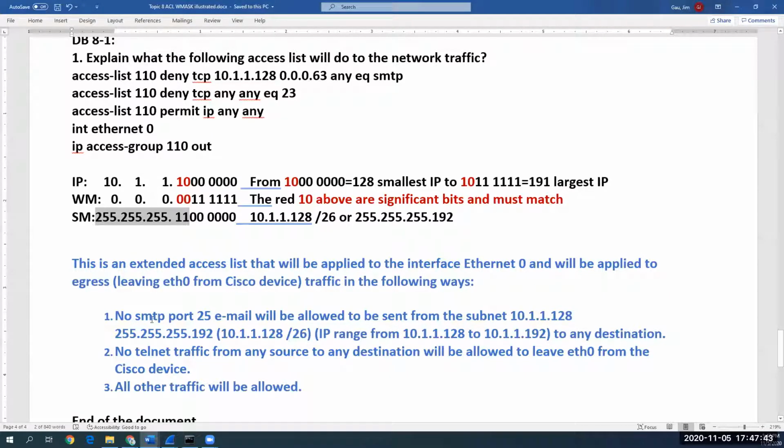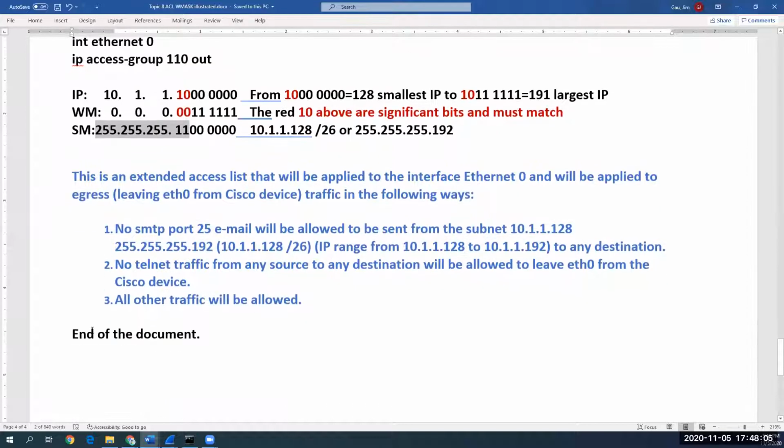So the first line, if you want to be more complete, then you should say, hey, no SMTP traffic with this subnet mask to any destination to leave the Ethernet 0 from the Cisco device. And all other traffic will be allowed to leave Ethernet 0. Okay, so that's the end of this document. I will make another recording to talk about more detail of this ACL concept and WM with 4 or 5 of those exercises to clarify it.